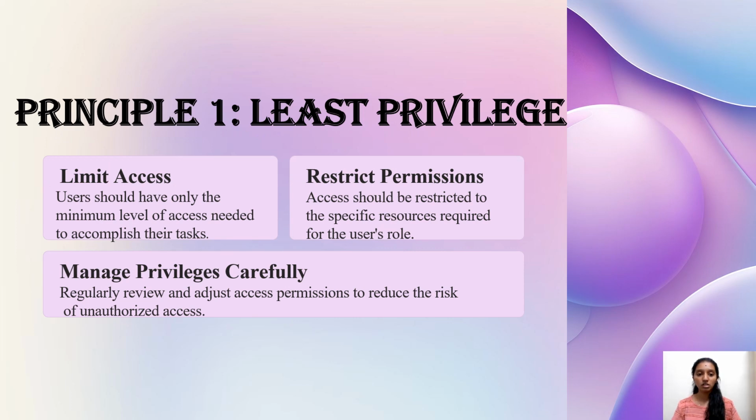Next are the principles. Principle 1 is least privilege: limit access, restrict permissions, and manage privileges carefully. Limit access means users should have only the minimum level of access needed to accomplish their tasks. Restrict permissions means access should be restricted to the specific resources required for the user's role. Manage privileges carefully means regularly reviewing and adjusting access permissions to reduce the risk of unauthorized access.